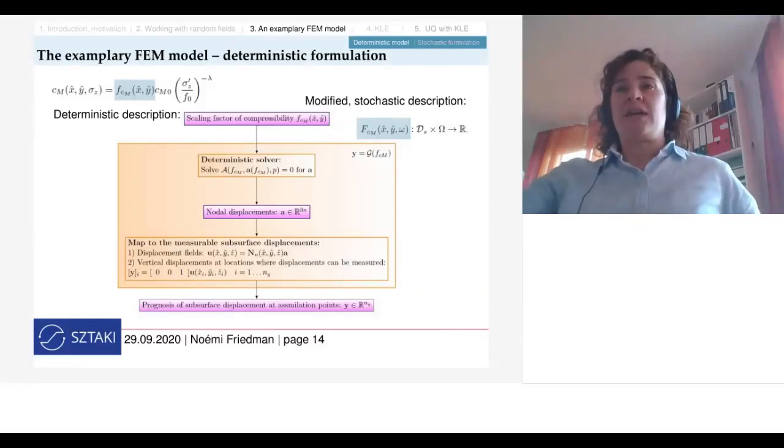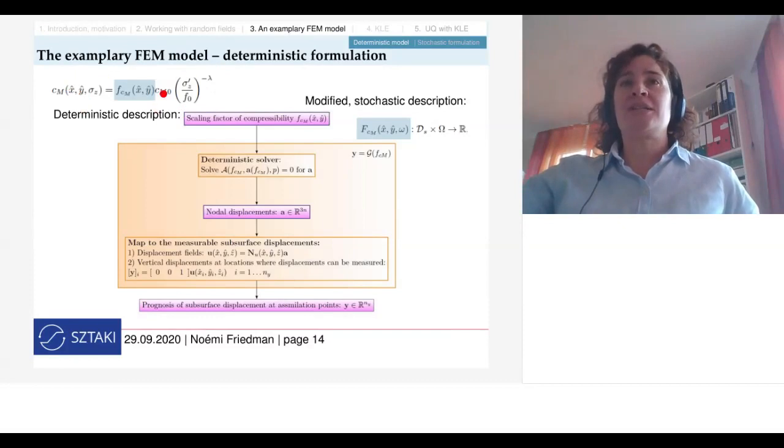Now, as an example, we had this identification of the compressibility field, where this was the deterministic description of the compressibility, and now we scale it, and the scaling factor is representing our uncertainty about the compressibility field.